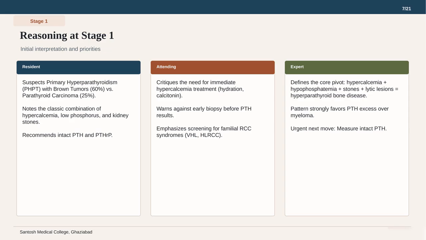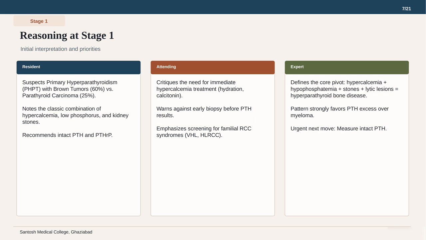The expert in the green box defines the core pivot. The combination of high calcium, low phosphorus, kidney stones, and lytic lesions strongly favors parathyroid hormone excess over myeloma. The expert's urgent next move is clear: measure the intact parathyroid hormone immediately. This consensus points us directly toward a parathyroid driven process rather than a traditional metastatic cancer.